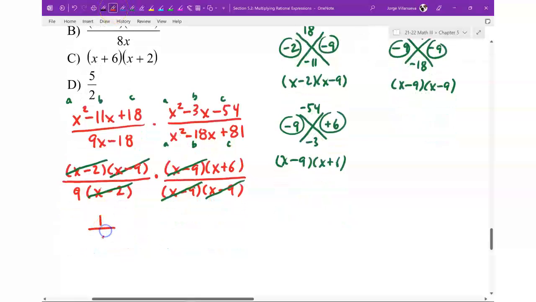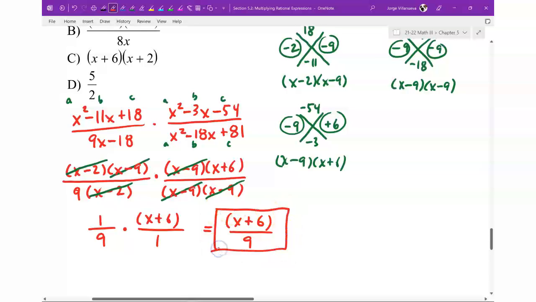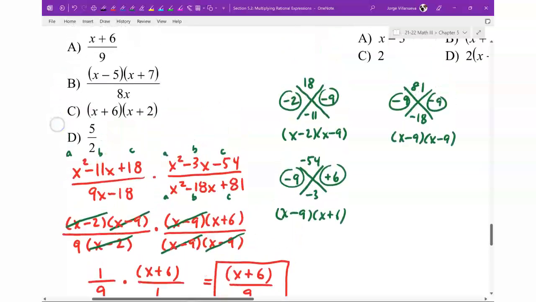Let me rewrite. 1 over 9 times x plus 6 over 1. Because remember, we canceled out everything on the top left and on the bottom right. So we just got to replace it with 1s. Since I can't cancel anymore, then my answer is x plus 6 over 9. And that would be part A for this one.